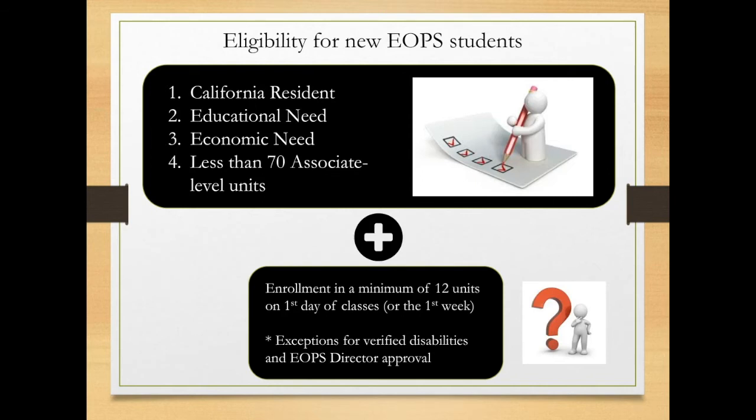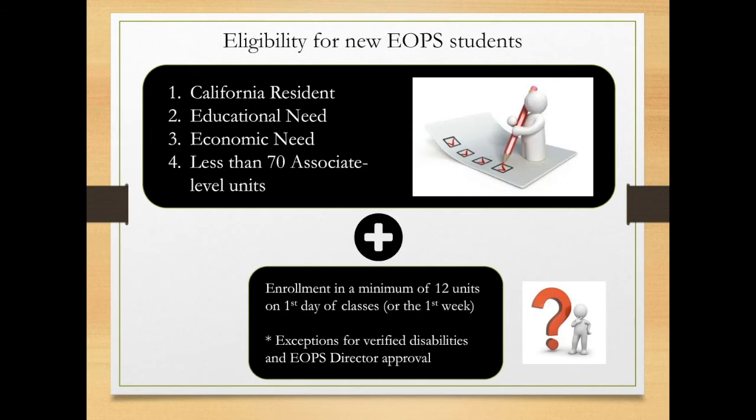Now, if any of you are waitlisted, that does not count yet as enrolled. So that's why we have that flexibility of you getting enrolled in a minimum of 12 units anytime during the first week. You might have to go to classes or email some instructors to get some add codes so that you can get into and up to 12 or more units. Okay? We do have some exceptions.